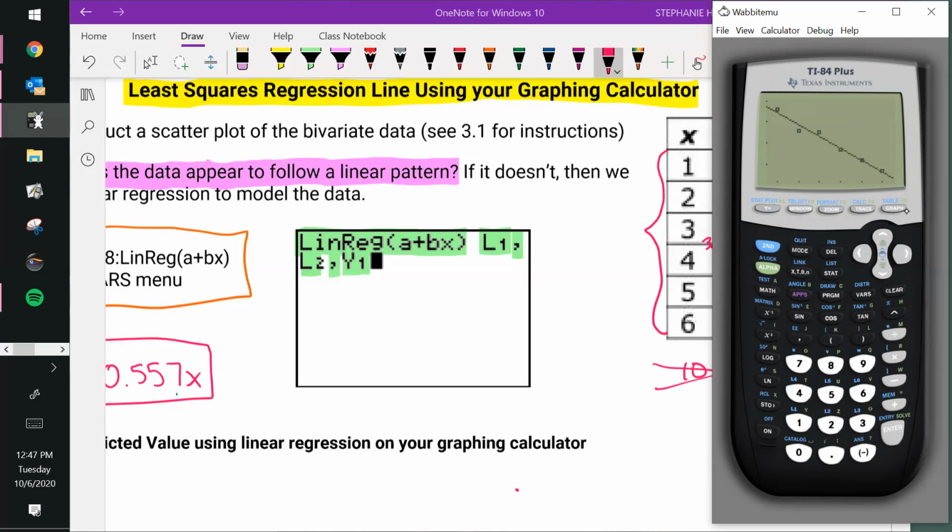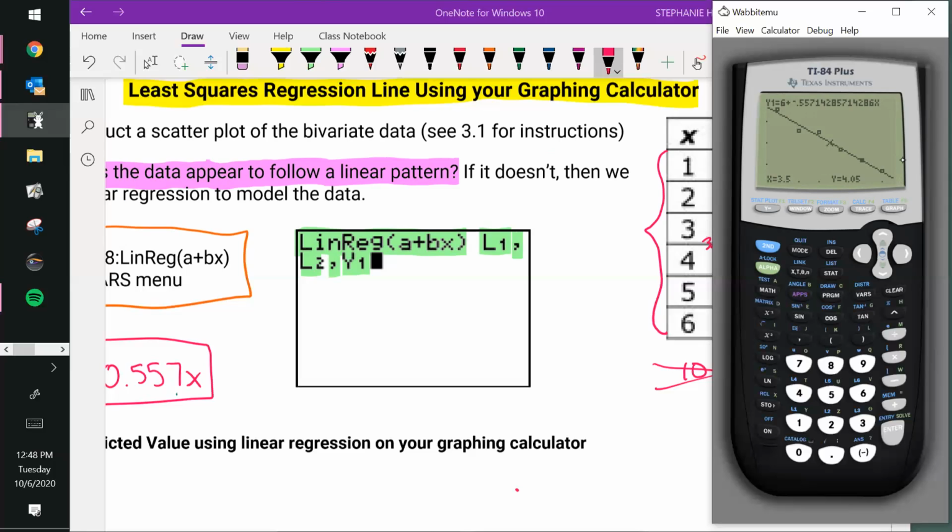So now to make a prediction like I wanted to do, I'm going to go ahead and hit second trace to get to my calc options. And I'm going to choose the first option, value. Let's calculate a value. And when it comes back to the screen, it says x equals what? Well, we want to figure out what is y when x equals 3.5. I put in 3.5, and it tells me when x is 3.5, y is 4.05. And again, that's on our line, so that's just a prediction. It could be right, it could be a little bit off. But we believe when x is 3.5, y will be about 4.05.